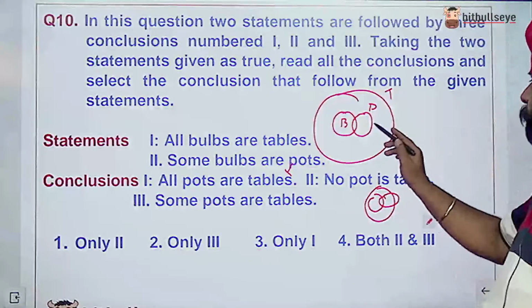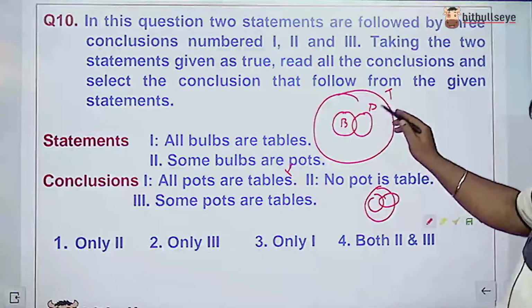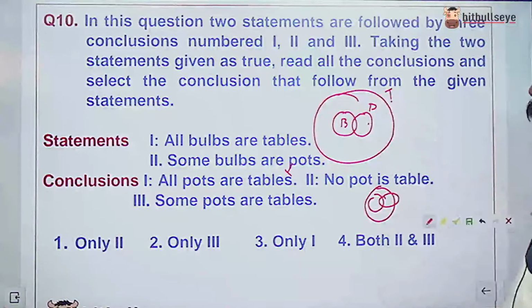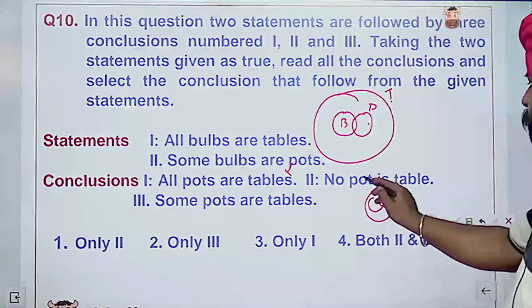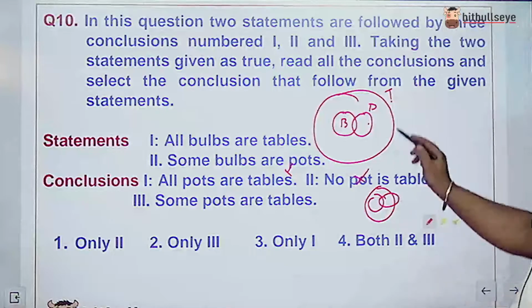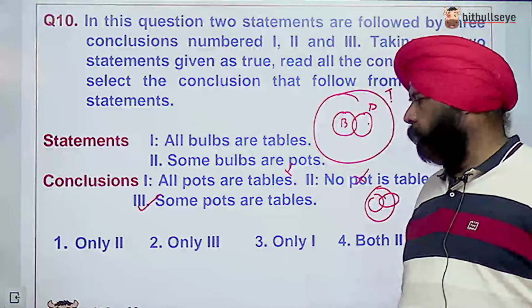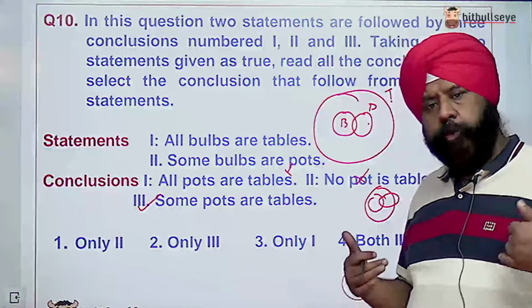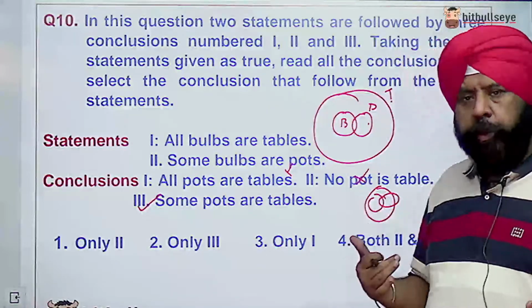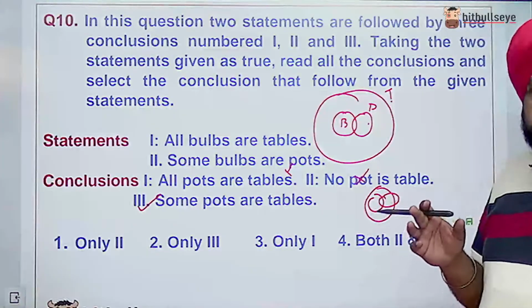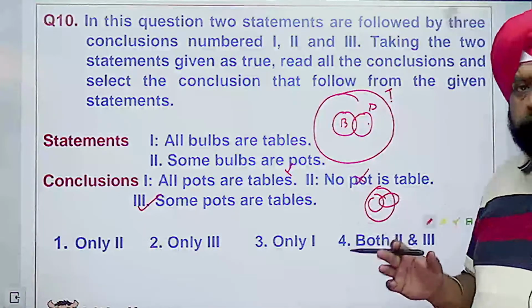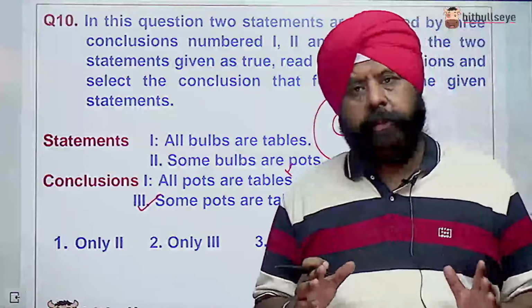No pot is a table is not definitely true, because pots that are parts of the table are definitely there. Some pots are tables, that is definitely true. So if all pots are tables, then it is true. If some is true, the conclusion that is true will be true if and only if that is true in all the cases, right guys?